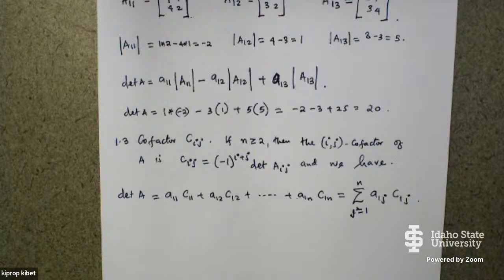So to get the cofactors here, let's say C11, it is found by deleting the first row and the first column. It is the same as minus 1 raised to 1 plus 1. So the first one, of course, would be positive.